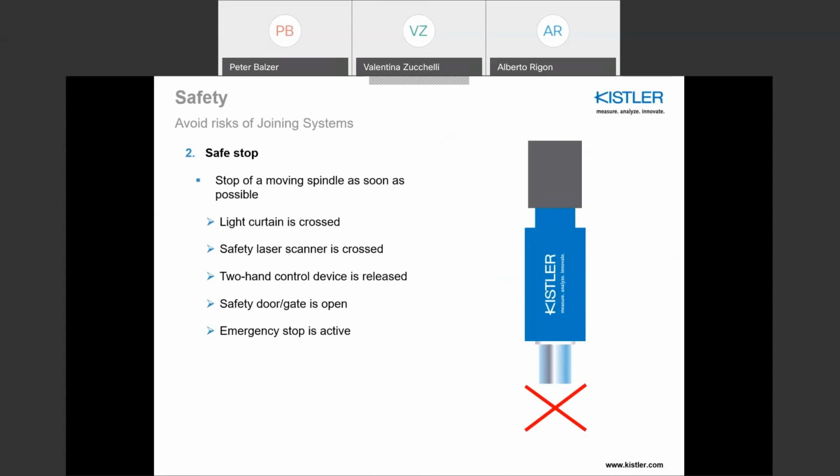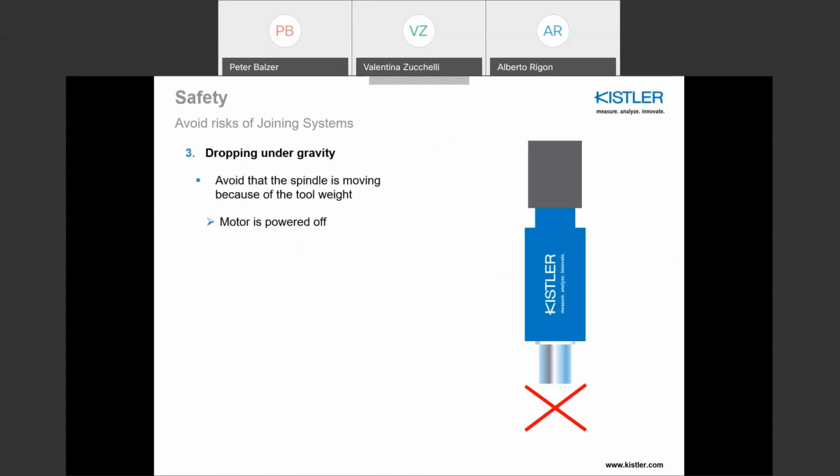That's the second risk. And the third one is dropping under gravity. We need to avoid that the spindle is moving because of the tool weight, even when the motor is powered off. That's why most of our joining systems include holding brakes, just to avoid that the ram is moving down because you have mounted a heavy tool. So these are the three risks.